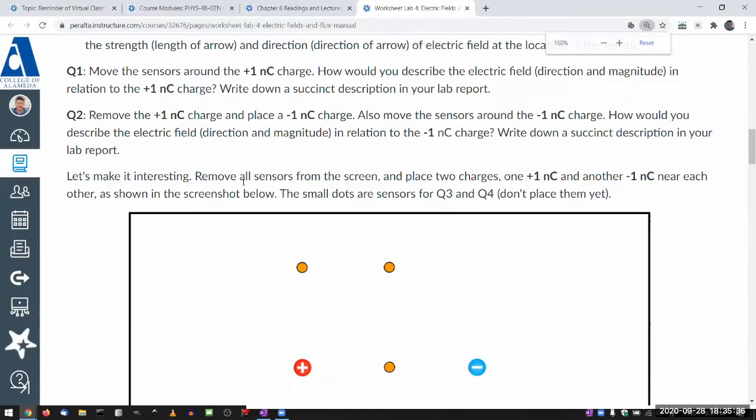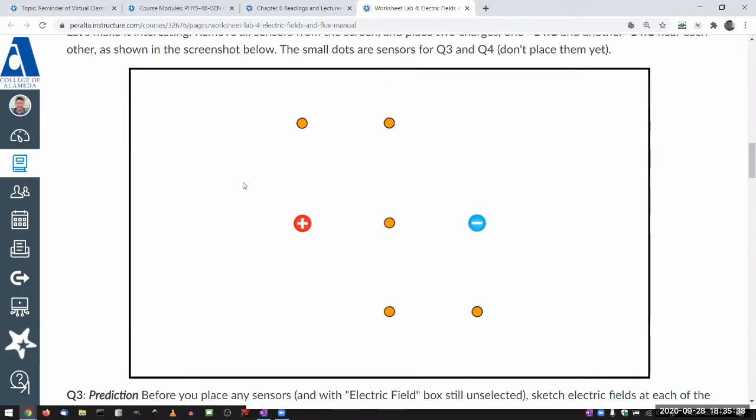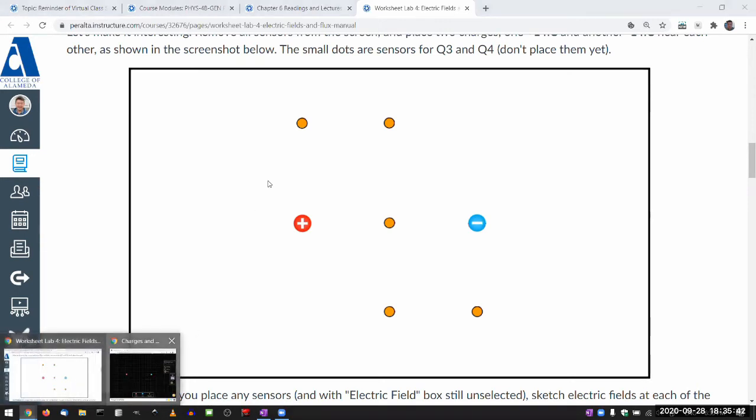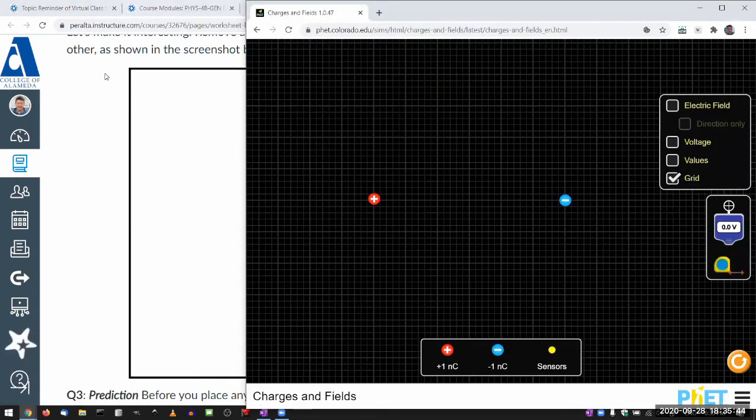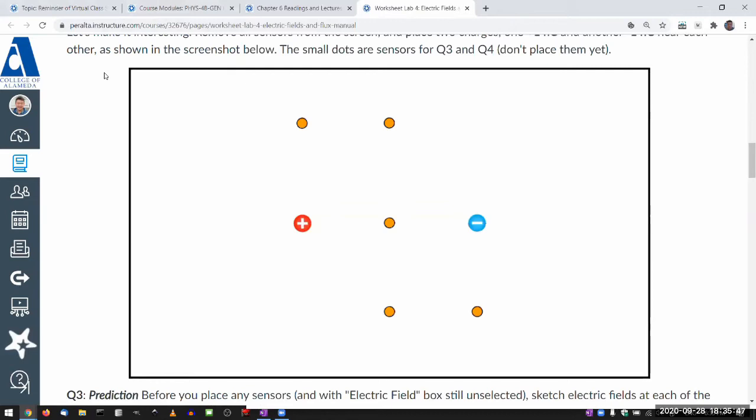So this is the representation of the setup I have in the simulation on the other screen. And what I want to do here now is predict the direction of electric field based on what I know about electric force. So this is what I can say about this setup here.